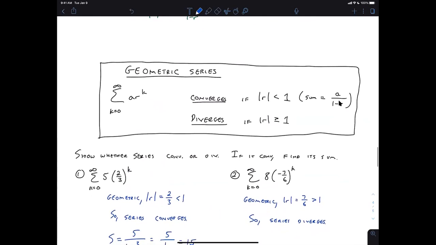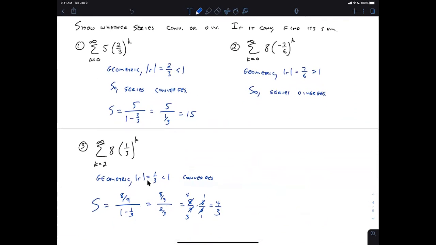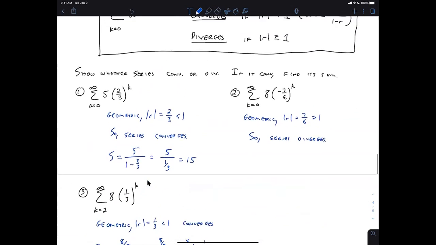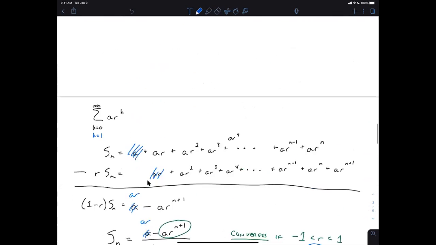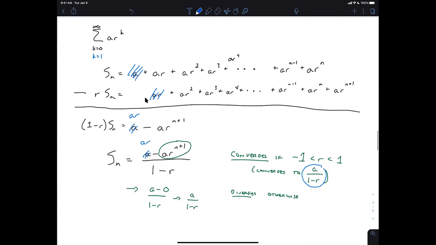Yes. Okay, so it's still geometric, but something weird happened on this sum. Why does having a k of 2 put it at 8/9? If you go back up and look at this, remember the reason it's a over 1 minus r is because what I crossed out, that a, is what's left over. So what's left over is whatever the first term is in this expansion.